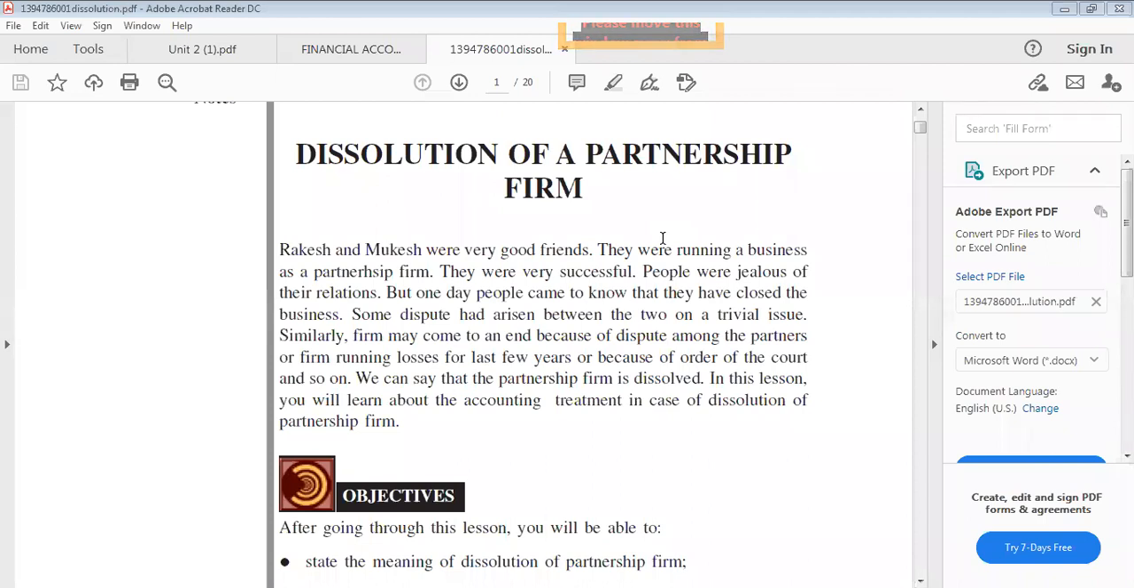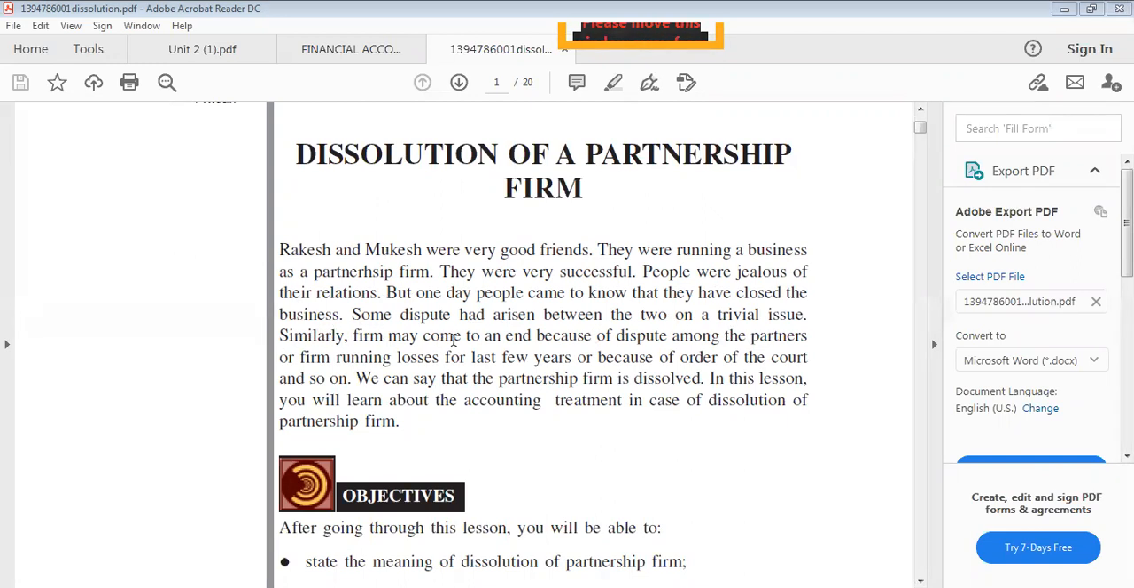Rakesh and Mukesh were good friends. They were running a business, a partnership firm. They were very successful. People were jealous of their relation. But one day, people came to know that they have closed the business. Some dispute had arisen between the two on a trivial issue.